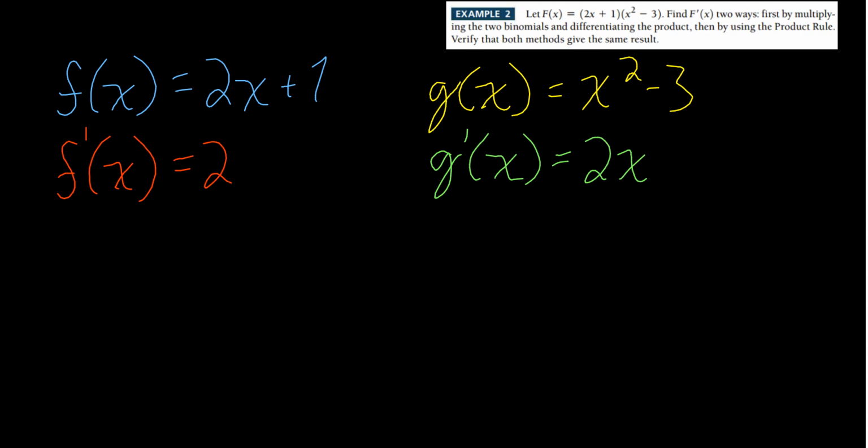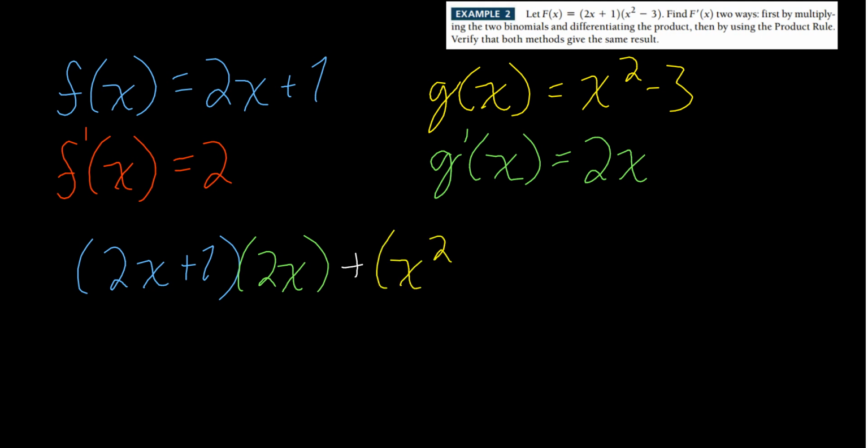Okay, so we are going to simplify. First times derivative of the second, so we've got 2x plus 1 times the derivative of the second, which is going to be 2x, plus the second, x squared minus 3 times the derivative of the first, which is 2. Okay, yeah, we're good. And now let's just simplify from here. Not simplify, but kind of distribute here.